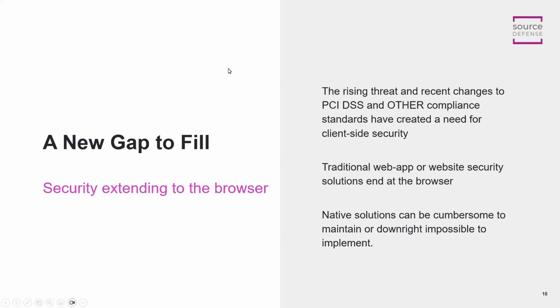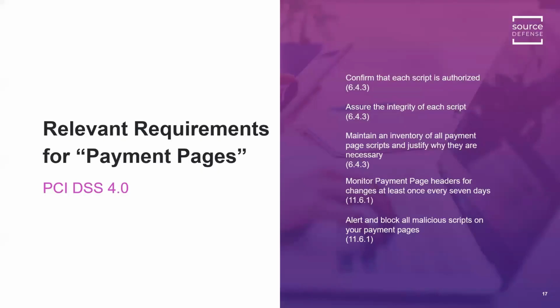Your traditional web app or web security solutions end at the browser. So you've got to go further than that. And you can either build something or you can procure something, right? So the requirements basically say this. You've got to confirm that each script running on payment pages is authorized. You've got to ensure the integrity is maintained. You have to have an inventory of all those payment scripts and justify why they're there.